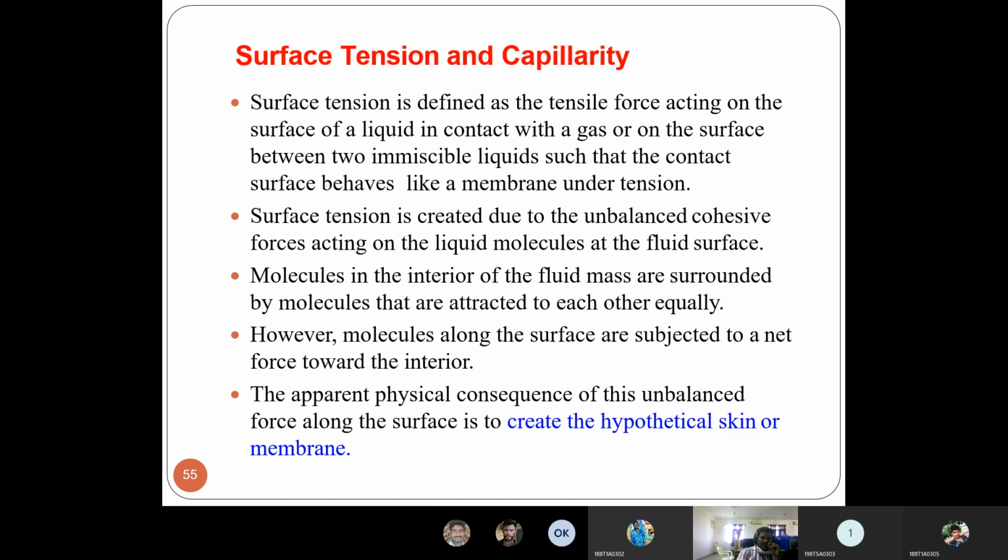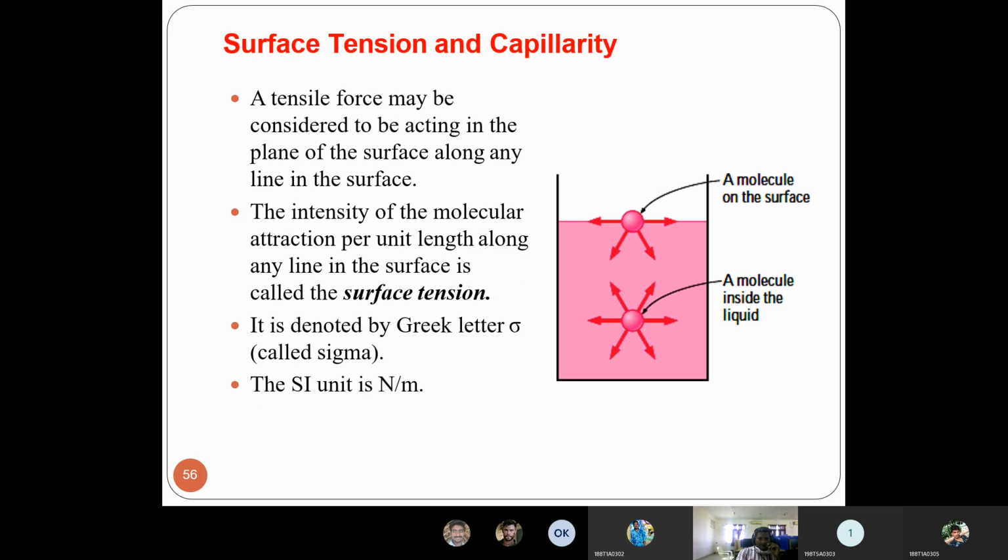Understand? Once we see this figure, we can understand it. Here we are considering two molecules. One molecule is submerged in the liquid and another molecule is on the surface. These three forces are balanced by these three forces. This molecule is experiencing the cohesive forces from the surrounding molecules, and those cohesive forces balance each other.